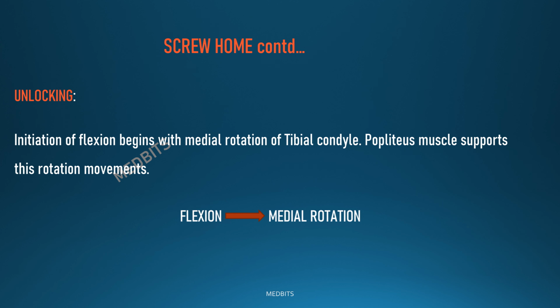Now, let's discuss the unlocking mechanism, shall we? Before starting, just remember that locking means extension, unlocking means flexion. Initiation of flexion begins with medial rotation of the tibial condyle, and the popliteus muscle supports this rotation movement. So flexion is associated with medial rotation. This is also known as coupled motion.